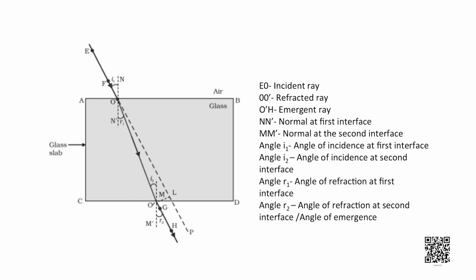The refracted ray O dash H at the second interface, that is CD, is referred to as the emergent ray, since the ray of light emerges out of the glass slab. The angle between the emergent ray and the normal MM dash is called the angle of emergence and is represented by angle R2.